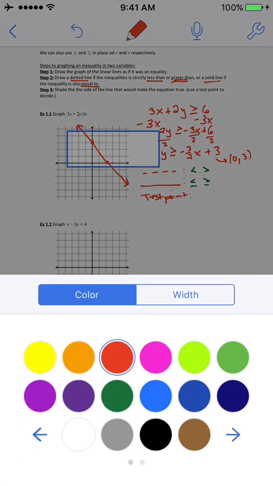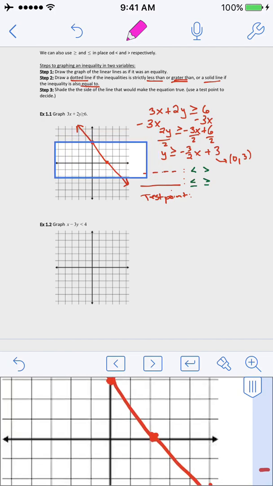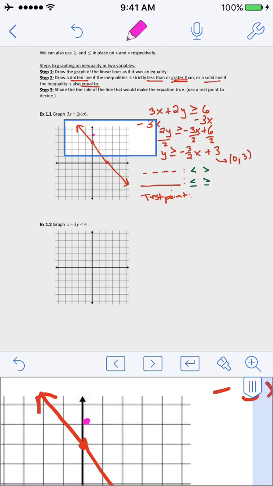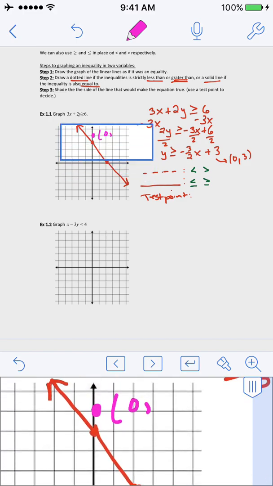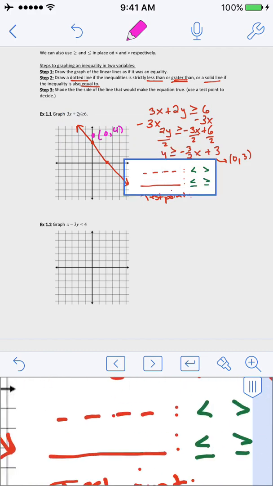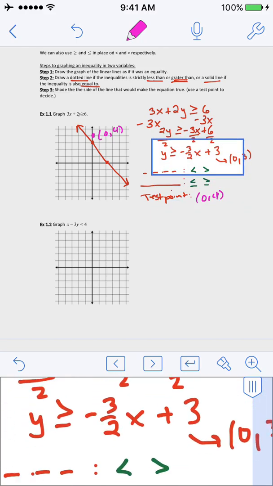So I think I'm going to use this pink point right here. I'm actually going to use something below. Now let's just use this pink. I'm going to use this point right here. Notice it's not on the line. And this is the point 0, 1, 2, 3, 4. 0, 4. Right? So I'm going to use this point. I'm going to take this test point, 0, 4, and I'm going to plug it in to my equation here.